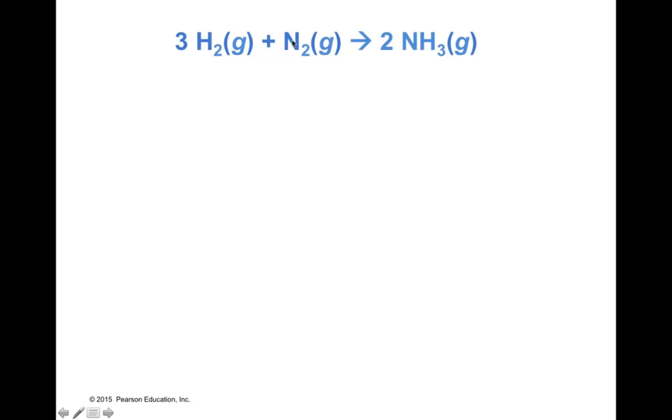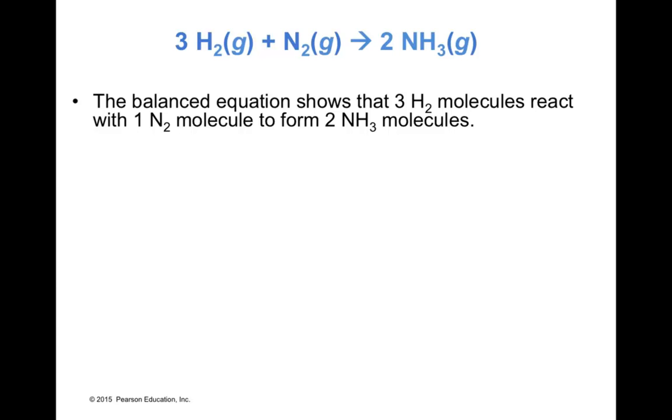It is balanced because in the reactants we have 3 times 2, 6 hydrogens, and in the products 2 ammonia molecules, each one has 3 hydrogens, so this will have 6 hydrogens. So we have 6 hydrogens in reactants and 6 in products. And in the reactants, we have two nitrogens as well as in the products, because this reaction will produce two ammonia molecules. Each of them has one nitrogen, so that's why we have two nitrogens in the products. So that balanced equation shows that three hydrogen molecules react with one nitrogen molecule to form two ammonia molecules.